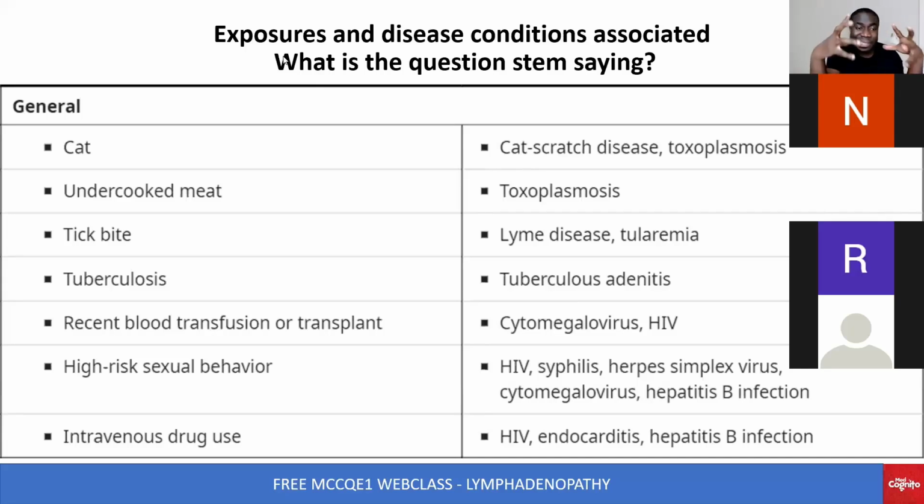We call these links. So the question says the patient has a cat at home. The cat is immunized, but recently the patient had a cat scratch. Or maybe the question says that the patient is a high risk sex worker. That should point you to things like hepatitis B infection, HIV, syphilis. So at times the preamble should help you.